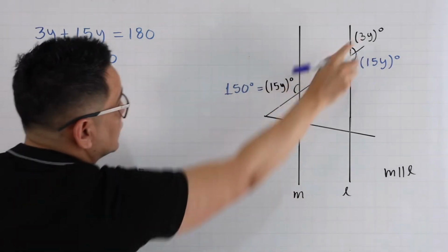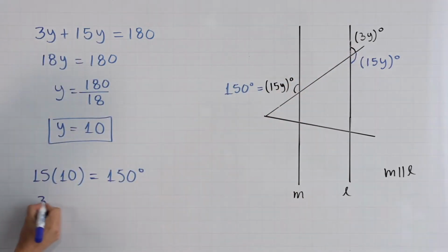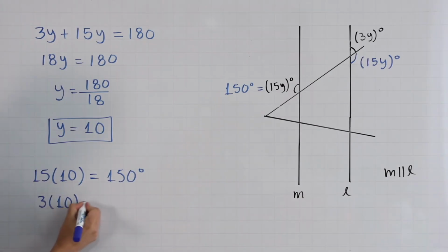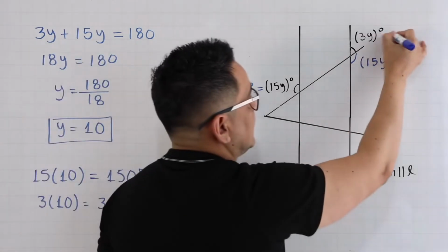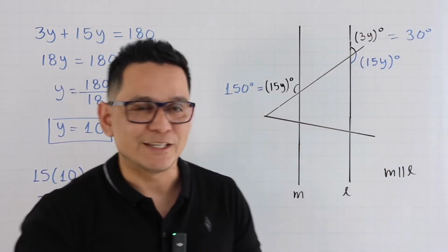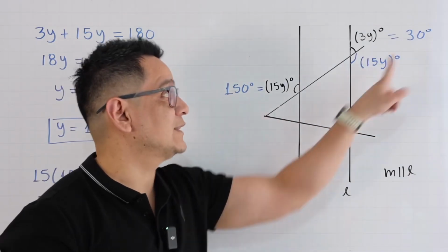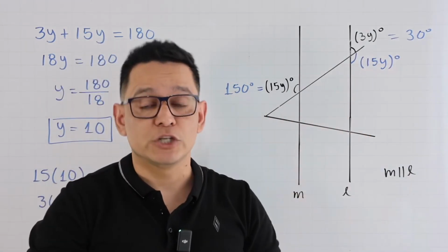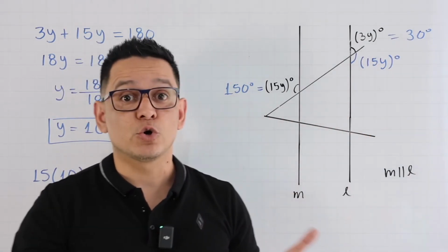Now let's move on to this one, another one. It says that this one measures 3y. So in this case, 3 times 10. And 3 times 10 is 30. There you go. So this other angle measures 30 degrees. And as you can see, it worked out, right? Since 150 plus 30 does equal 180. In this case, degrees, and that's it.